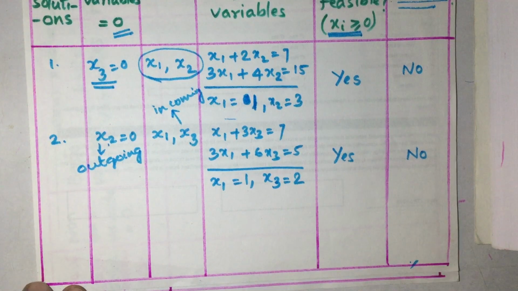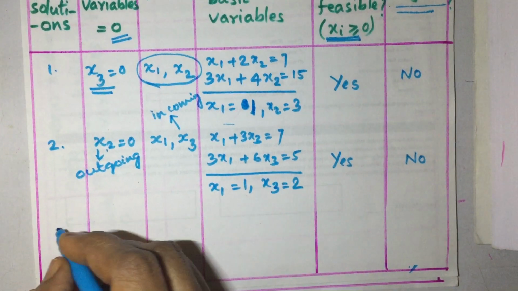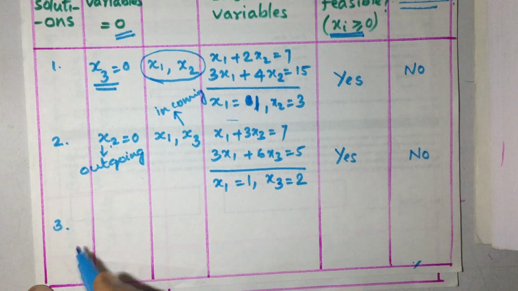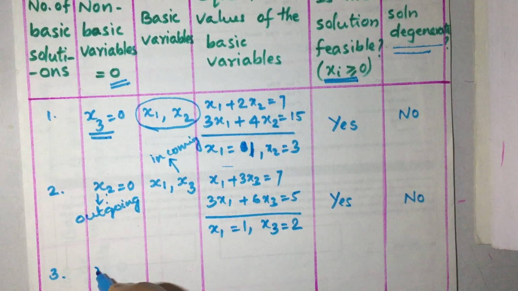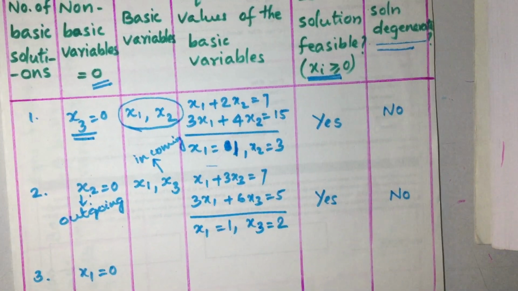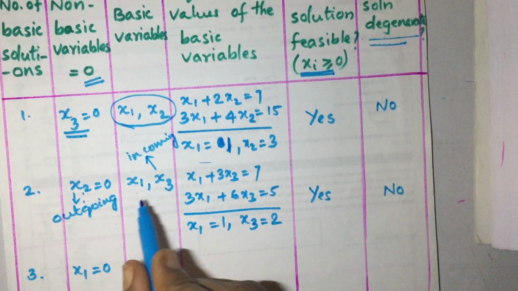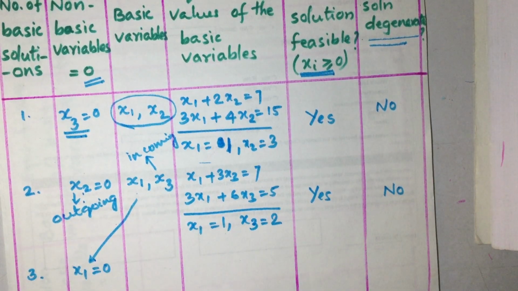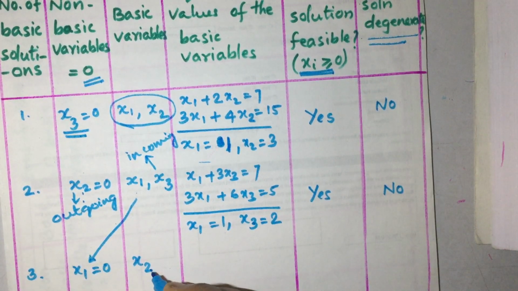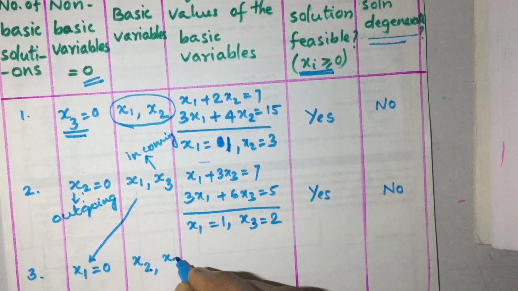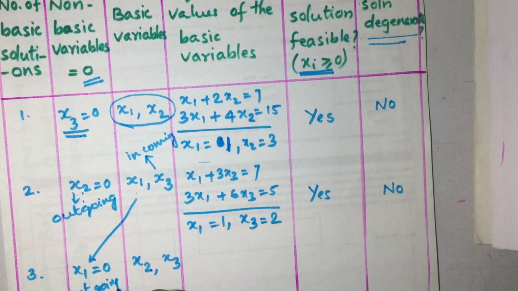Now the third condition, the third basic solution. Now x1, x3 are basic with x2 equal to 0. Now we will keep x1 equal to 0. See, here x1 and x3 were there. Now I put x1 equal to 0, so what should come here? Instead of x1 I will put x2 along with this x3. So now x1 is outgoing and x2 is incoming.